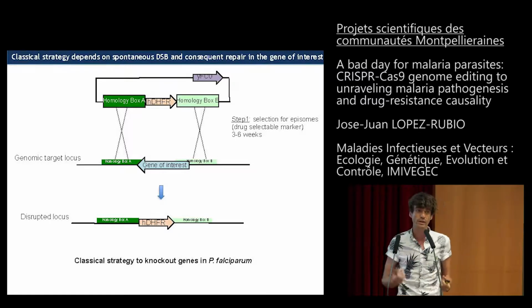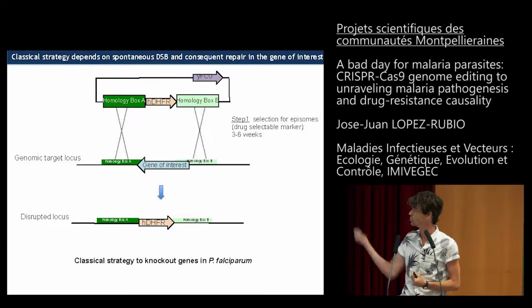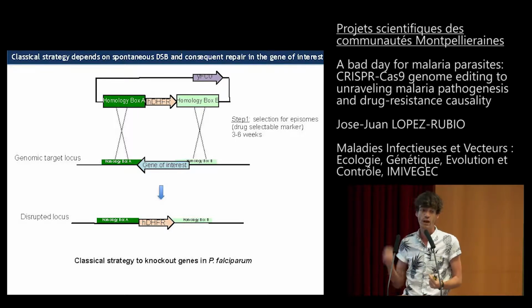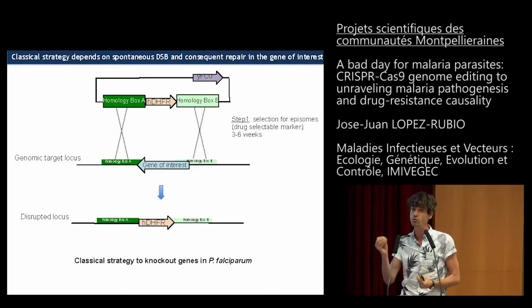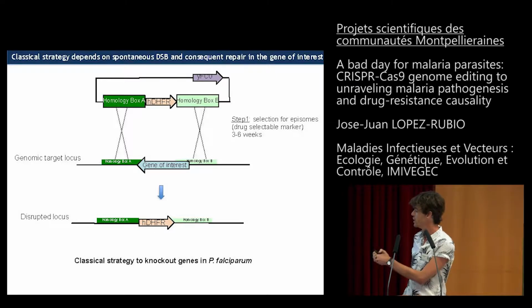So how can we speed up this process? How can we make it faster? We can produce the double-strand break ourselves, and like that, we can have an increase in the homologous recombination pathway. For that, we have the CRISPR. The Cas-CRISPR allows us to produce that double-strand break that before we needed to wait for the spontaneous one to happen. So if we can produce the double-strand break, we can speed up the process.